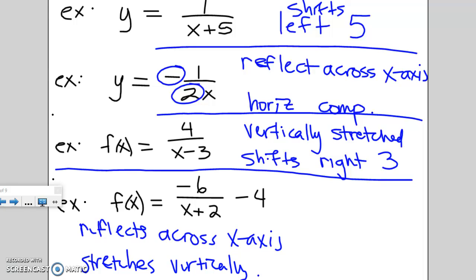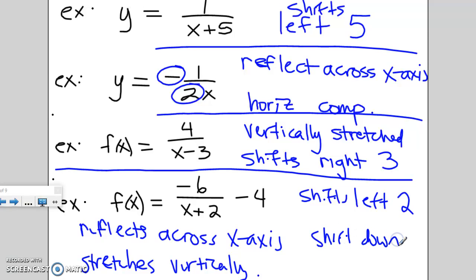The plus 2 is inside the denominator, so it means we shift to the left 2. And the minus 4 is outside, off to the side. It shifts us down 2. Sorry, down 4. The minus 4 shifts us down 4.